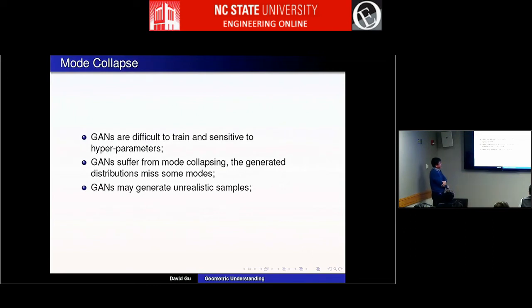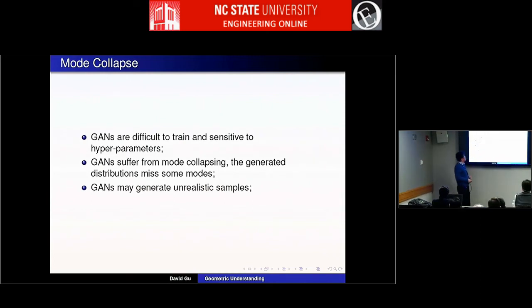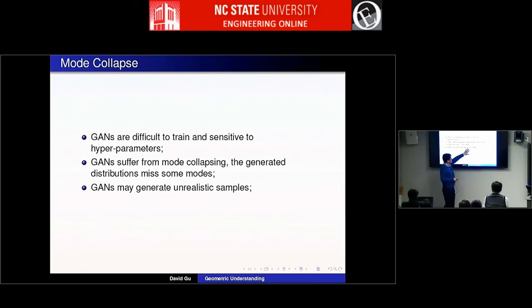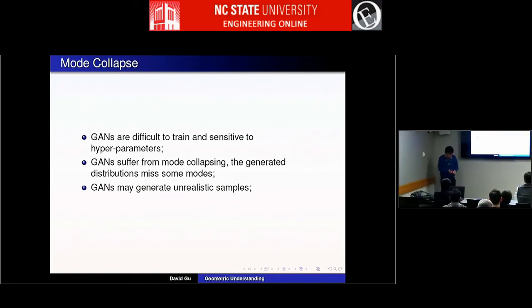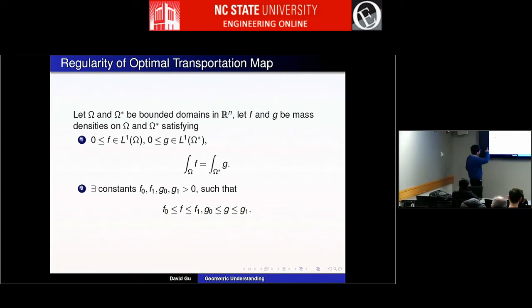We know that GANs are very difficult to train and very sensitive to hyperparameters. GANs suffer a lot from mode collapse. Sometimes the generated distributions miss some modes, or GANs can generate unrealistic samples. Sometimes they can cover all the modes but generate a lot of fake samples. How can we explain this? Then we come to the regularity theory for the optimal transport map.